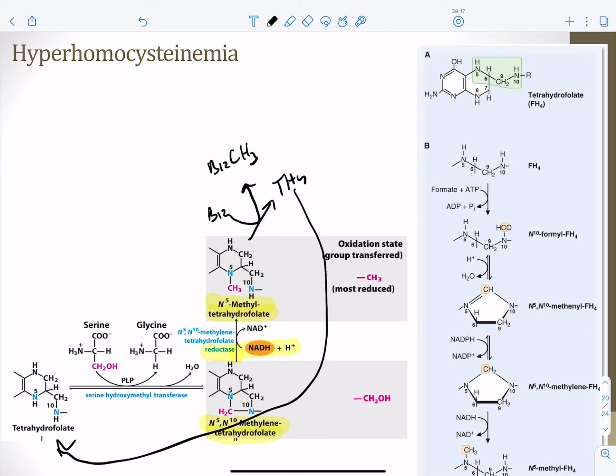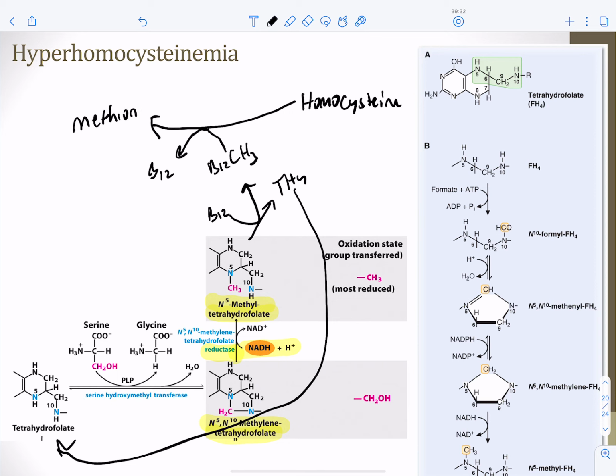B12 with homocysteine makes methionine. And this is a major route.